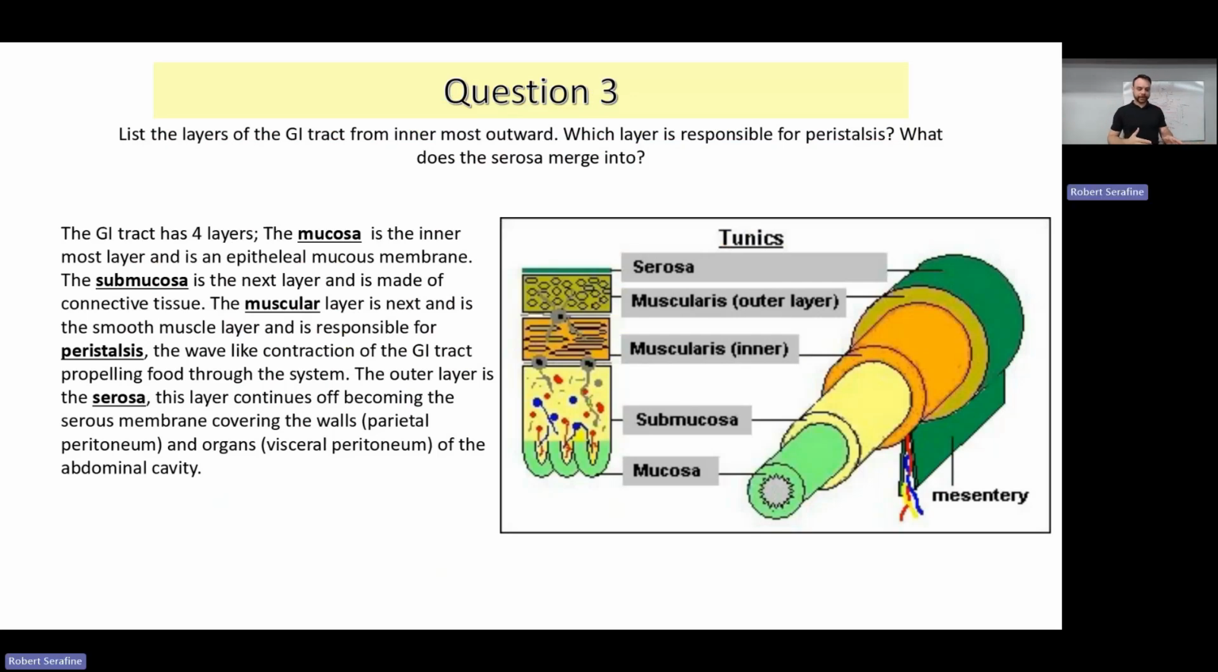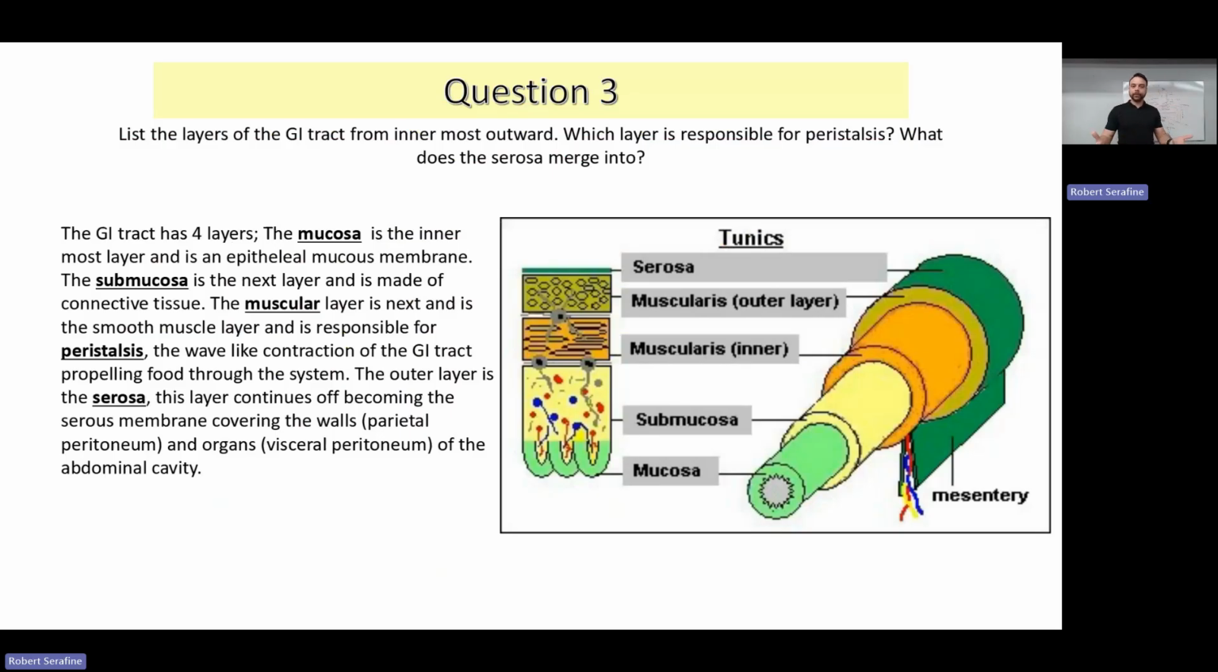Which would be the first layer we see here, which is called the mucosa or the mucus layer. So it's the mucosa, and this is an epithelial membrane that is designed to secrete mucus and help to create that moisture that we want so that food and, well, everything can pass through a lot easier. So the mucus layer, the mucosa, is our first layer.